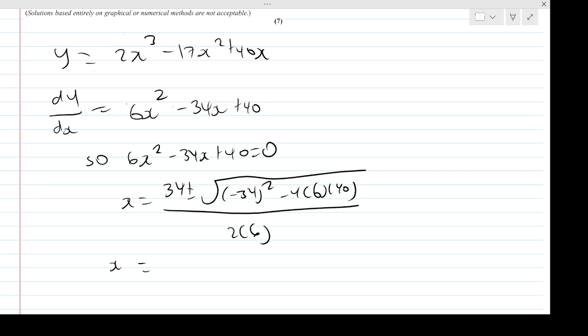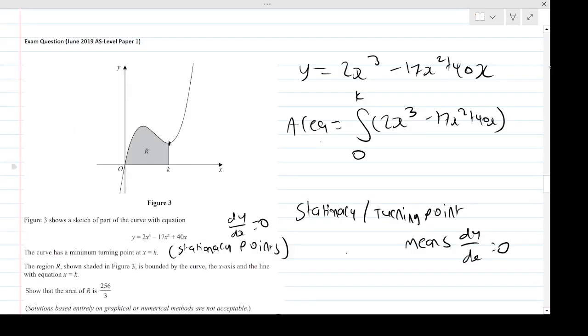So we get x is 4, or x is 5 over 3. Okay, so that tells me there are two turning points then, right? Where x is 5 over 3, x is 4. That makes sense because we actually got two turning points on my diagram, right? Remember, that was a maximum, this is a minimum.